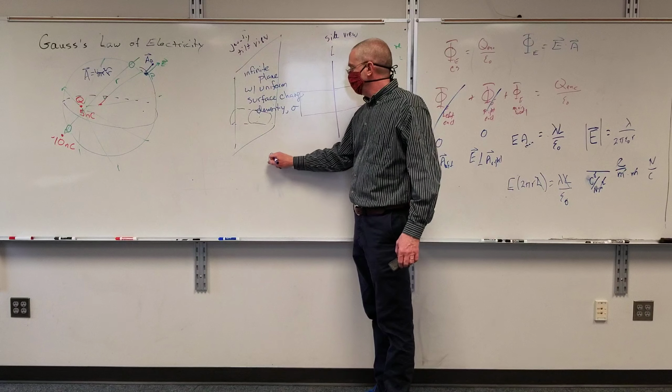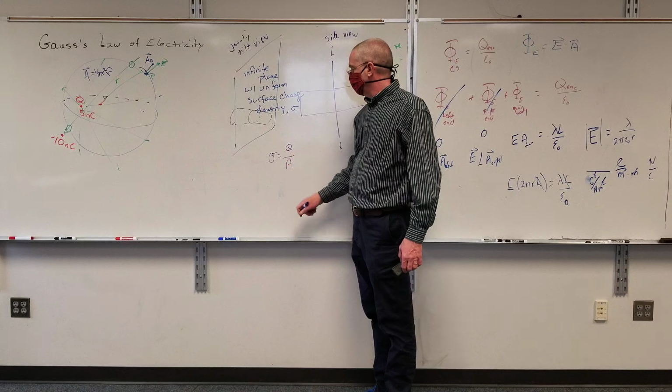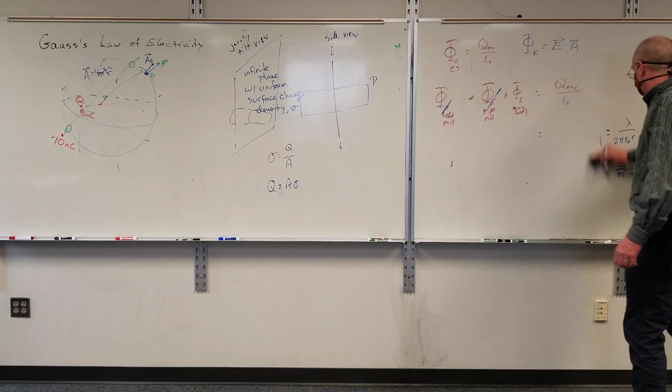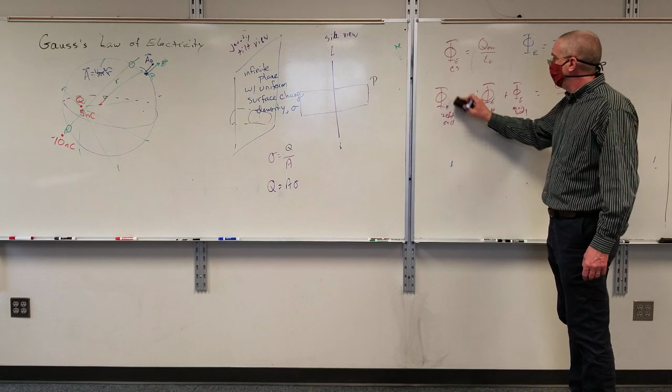Surface charge density is charge divided by area. So my charge would be area times whatever the density is. I'm going to use some of the writing I've done before. It's still a cylinder, and I've got two ends and the main body, so this still holds true for this particular Gaussian surface.